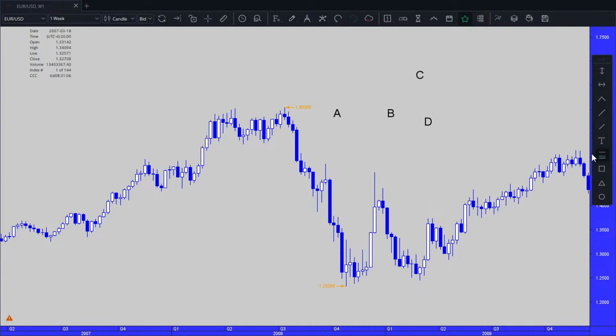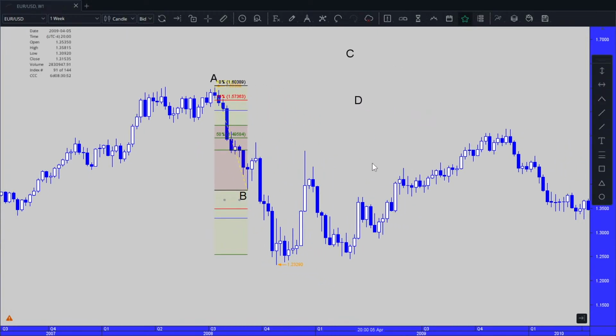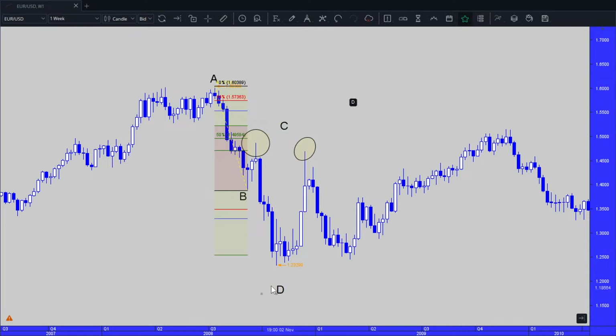And as always, Fibonacci retracement tool, this is our A. The B is the first low as soon as possible after the A. That's the A. That's the B. Everybody, which one is the C? Is the first circle the C, or is the second circle the C? Which one is the C?